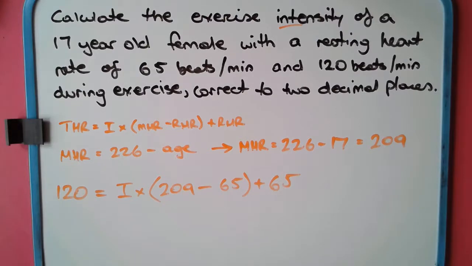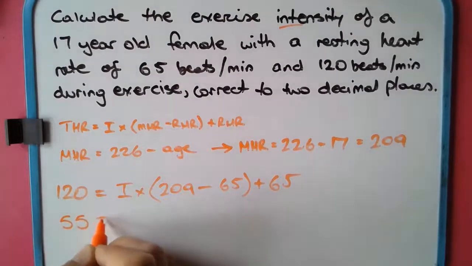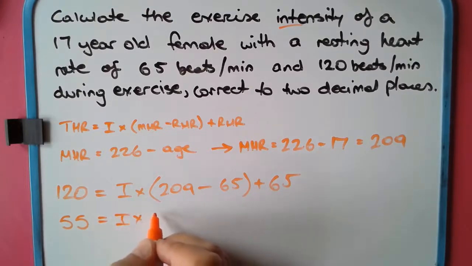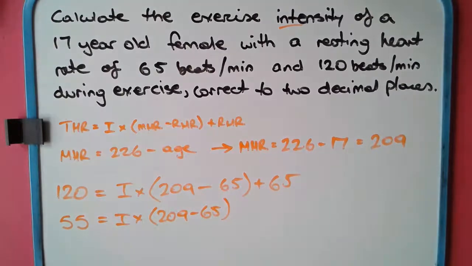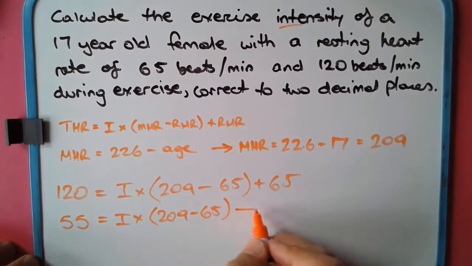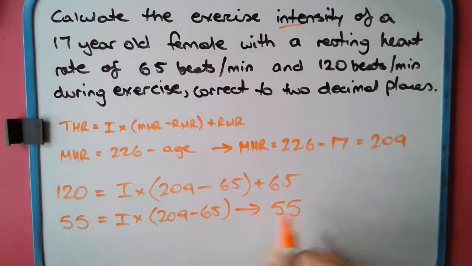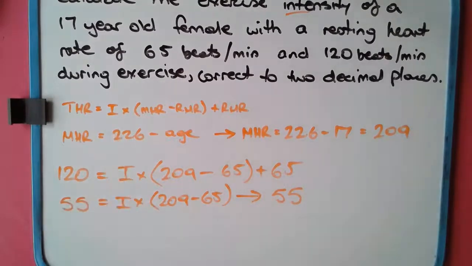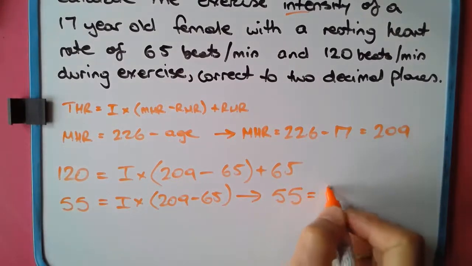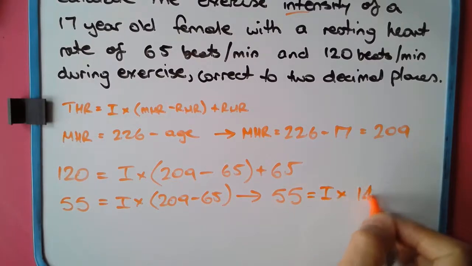So 120 minus 65 is 55, which is equal to I times 209 minus 65. We can evaluate what's in the brackets: 209 minus 65 is 144. Again, rewriting the equation, I'm just writing them side by side to save a little bit of space, but you would just write them one under the other. 55 is equal to I times 144.